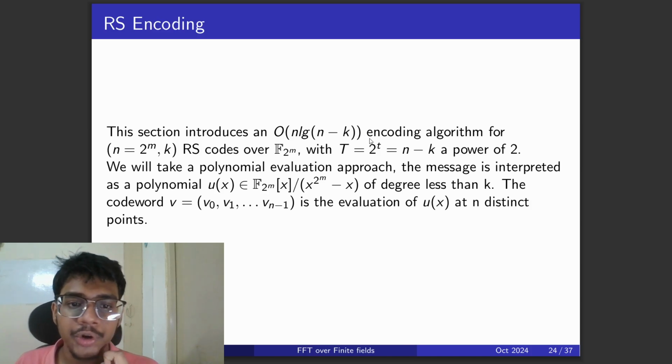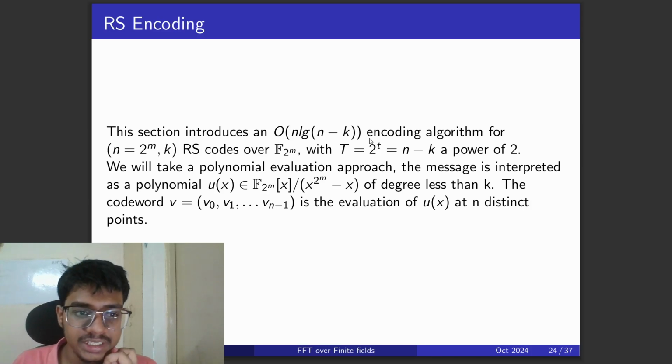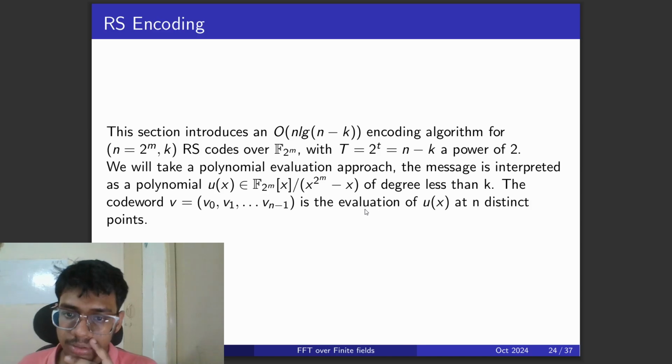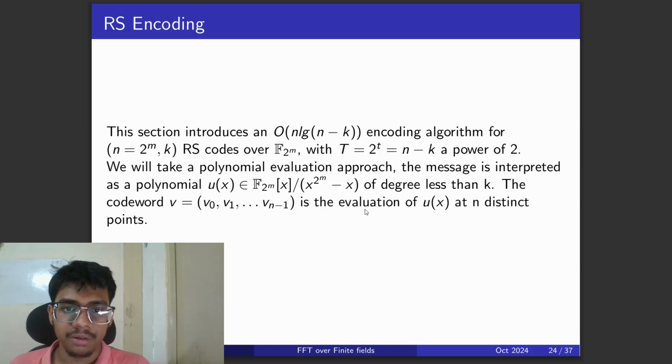First we will take a polynomial evaluation approach, which is basically: we take a message which is interpreted as a polynomial over this field which we have talked about before, and the degree of this polynomial is less than k. The codeword, after the message is passed to the encoder, is this. We will just evaluate our polynomial at n distinct points, which is just the fast Fourier transform.